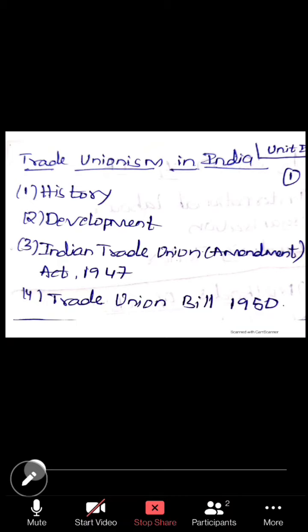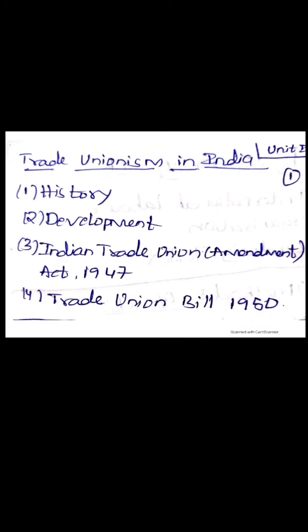So, what is the history of trade unionism in India? See, the history of trade unionism in India can be traced back to 1890 during the British rule, when the first association of mill workers called Bombay Mill Hands Association was formed. It was the first association of labor that was formed.